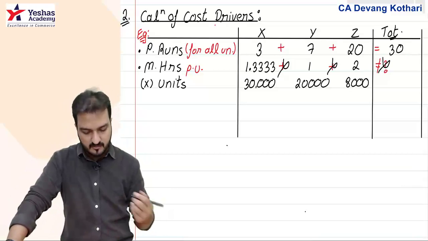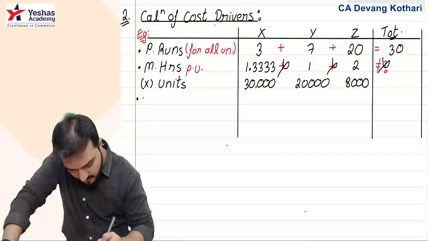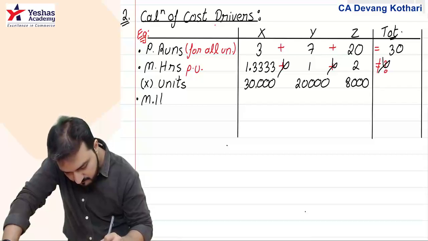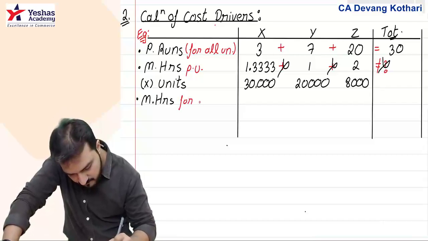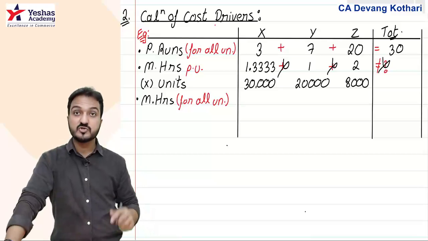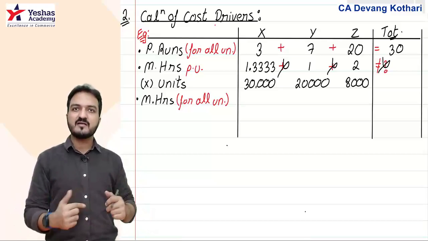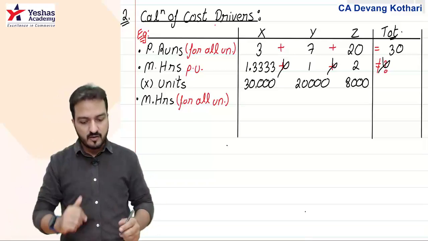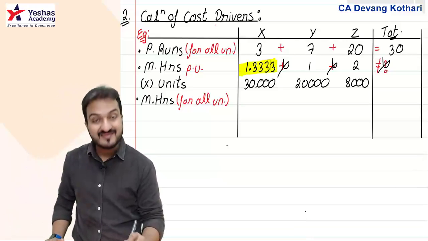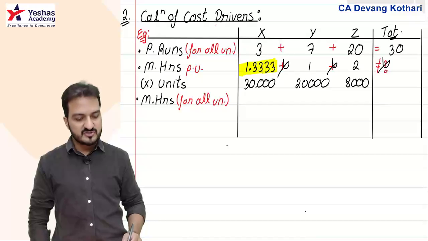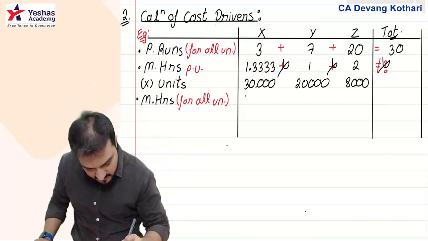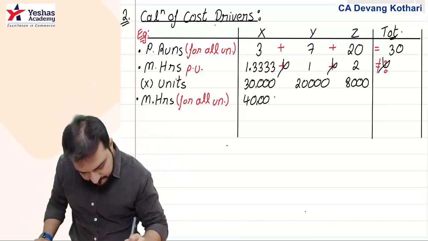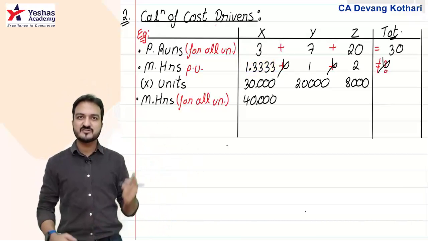And now you multiply units into machine hours, it will give you machine hours for all units. So from machine hours of 1 unit, you calculate machine hours for all units. 1 unit of X requires 1.33 machine hours. Then 30,000 units of X will require 1.33 into 30,000, which gives you 40,000 hours. 1 unit of Y requires 1 machine hour.